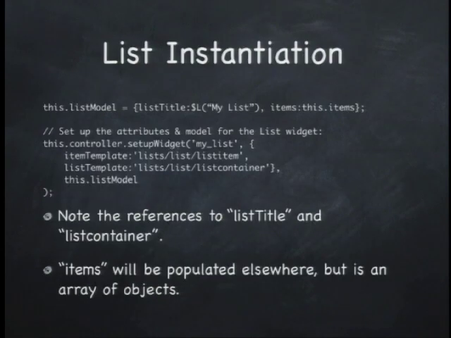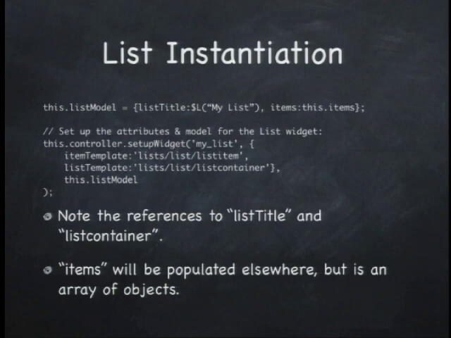When we want to instantiate the list, we do the same things as we did before. We set up model attributes, and here's where we're going to set up what the templates are. So we wanted to have a list item template and a list container, a list template. The list template is that list container.html that we specified before. We don't have to say .html. It knows it's looking through the directory structure for, in this case, lists.